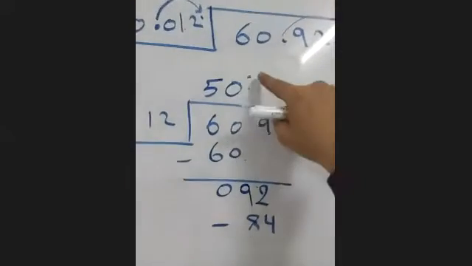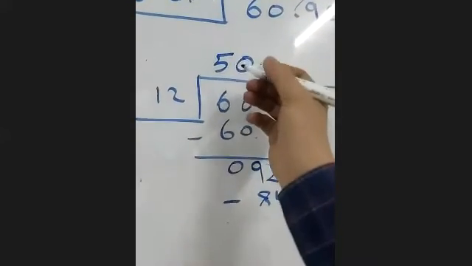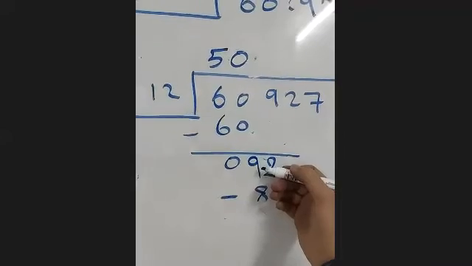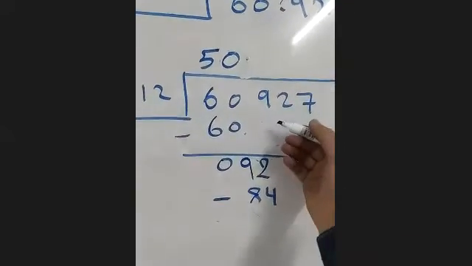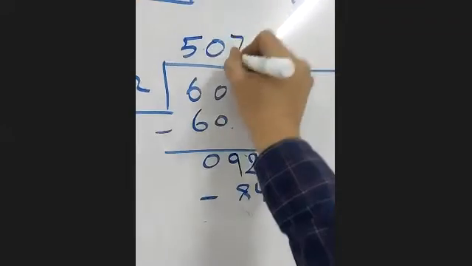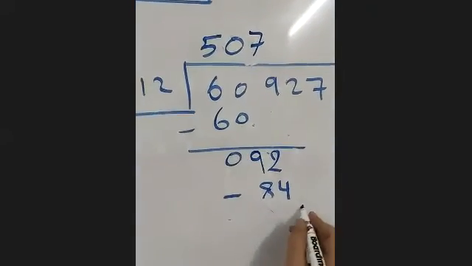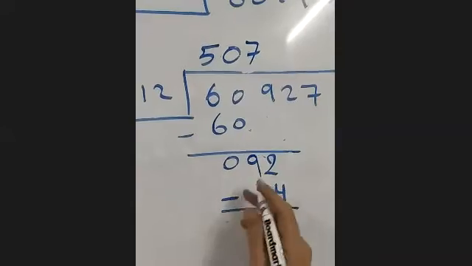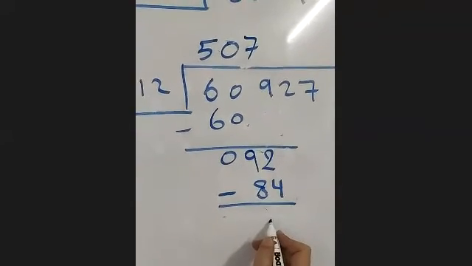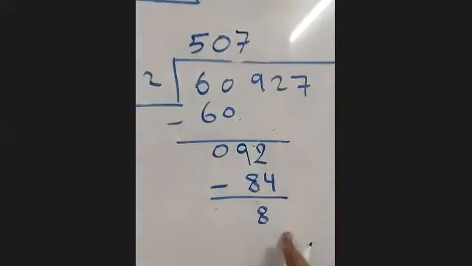But again, guys, I'm sorry. I bring this two times. I don't know why. 5 by 12, 60. Then 0. Then the 9. Okay, the 9 is less than 12, so I put 0. Then the 2. 92 divided by 12 is 7, right? 7 by 12 is how much? 84. Okay, guys. Now 92 minus 84 is how much? 8. Yes. I finished with the 2, so I'll bring the other 7.